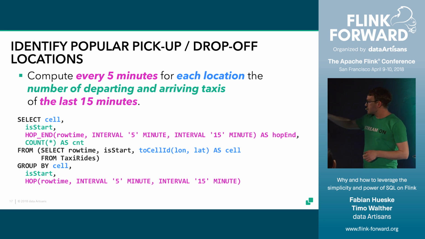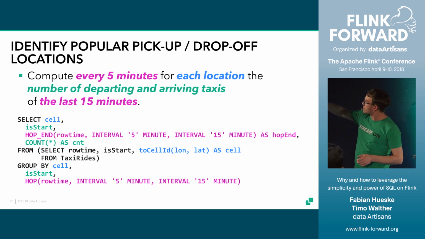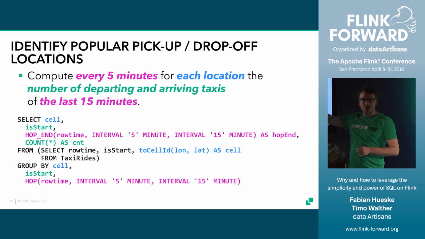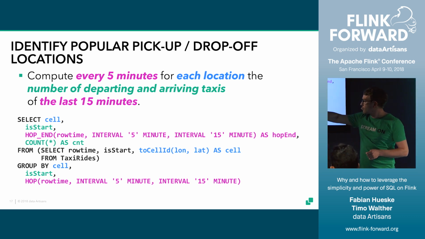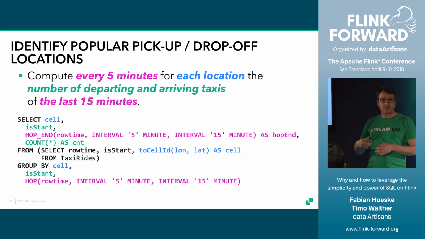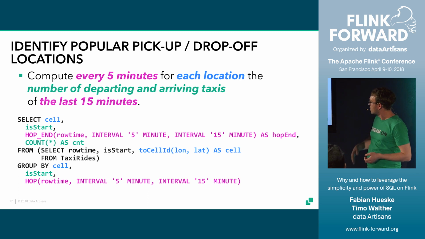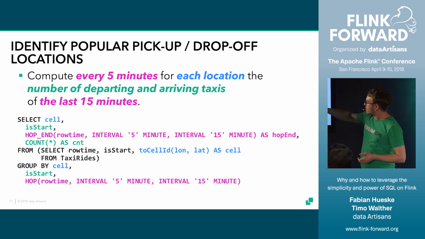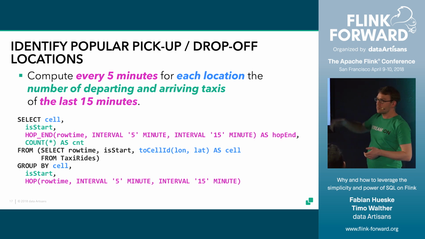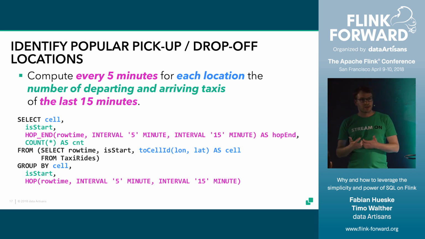So we're using the Calcite syntax, so here it's a hopping window, so we group the data per cell, because we want to group it per location. Cell is here an ID that we compute from the longitude and latitude using a user-defined function. So we group by cell, we group on is start because we want to distinguish pickup and drop-off events, and then we say hop, which creates a window here, and so we have this group then, and in the select query we simply say count star, and we give the cell, the start flag, and the hop end, which returns the timestamp for this particular window.